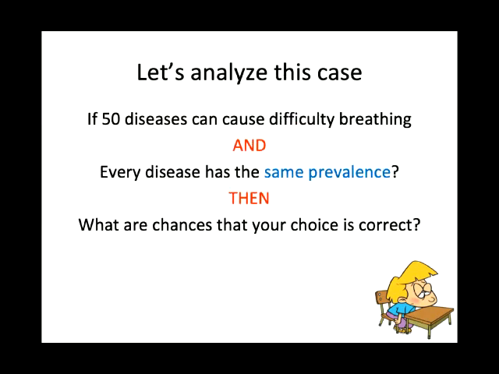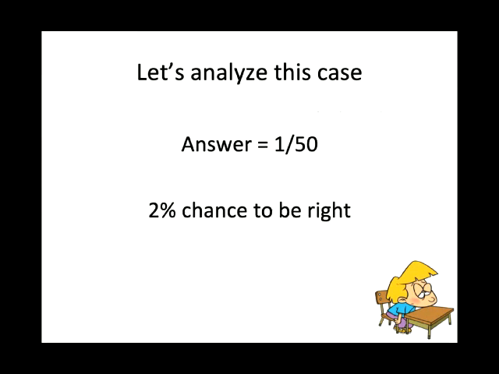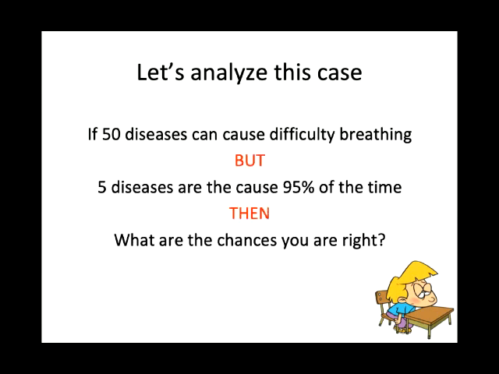So let's analyze this case that you just did. If 50 causes can cause difficulty breathing, and if every disease has the same prevalence, what are the chances that your choice is correct? Somebody said 2%. Yeah, because if you have 50 choices, you've got a 1 in 50 chance. So the probability that if every disease had equal prevalence, you'd have a 2% chance of being correct.